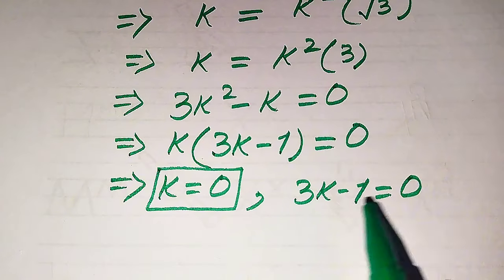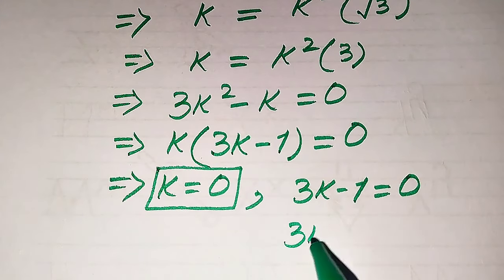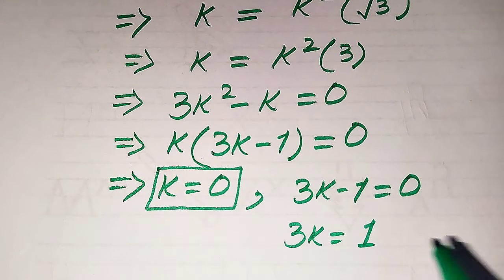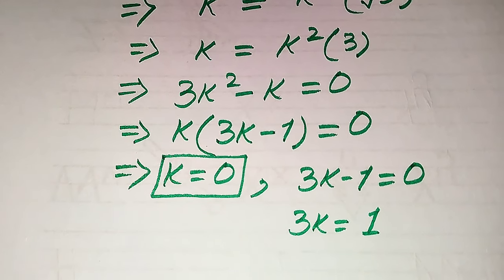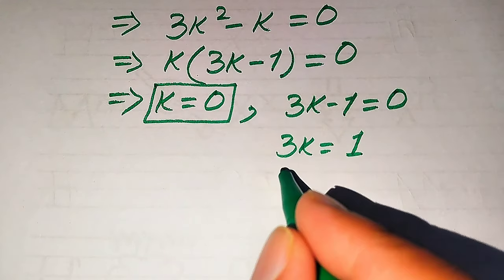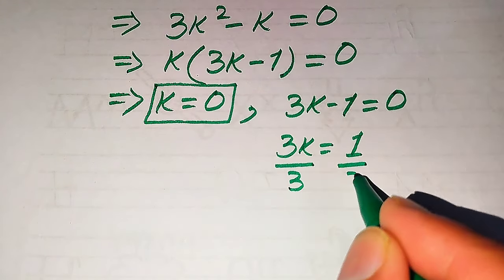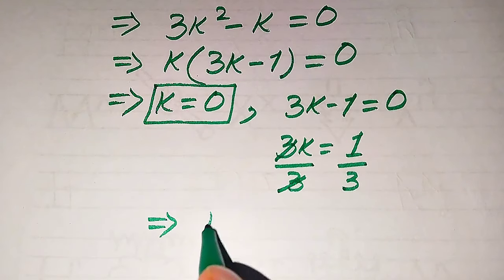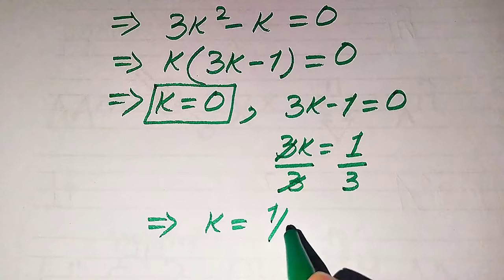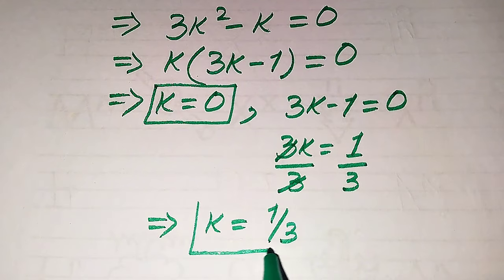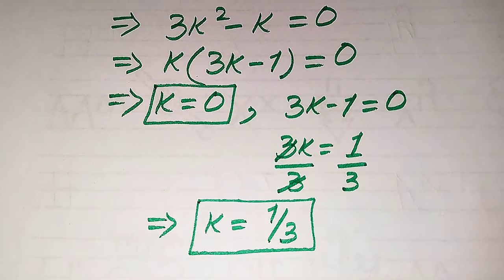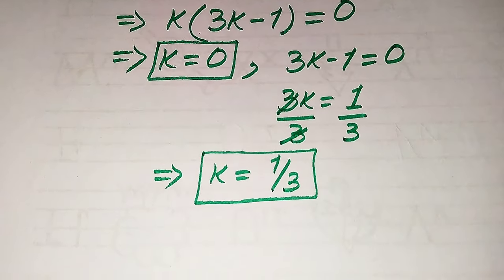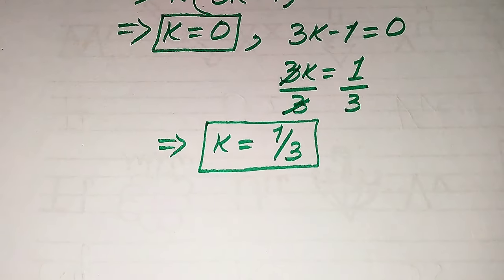From here we move this minus 1 to the right hand side, and it becomes 3k is equal to plus 1, and for the value of k we divide both sides by 3. So this 3 is cancelled out by this 3, and we get k is equal to 1 divided by 3. This is our second root of the given equation, and you see here in the first method we get these two roots of the given equation.